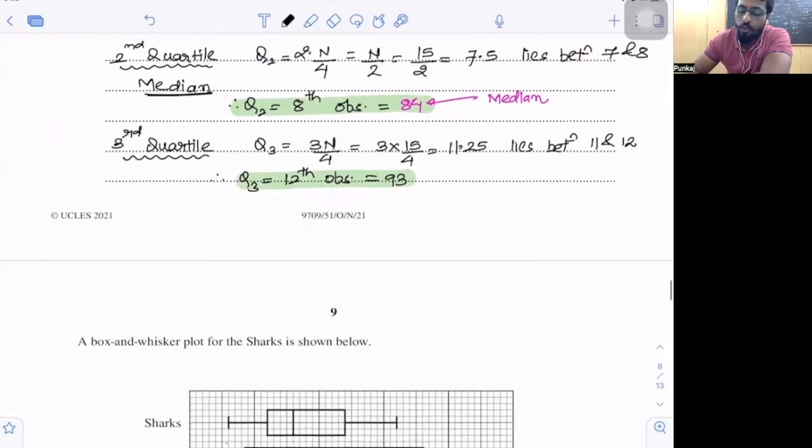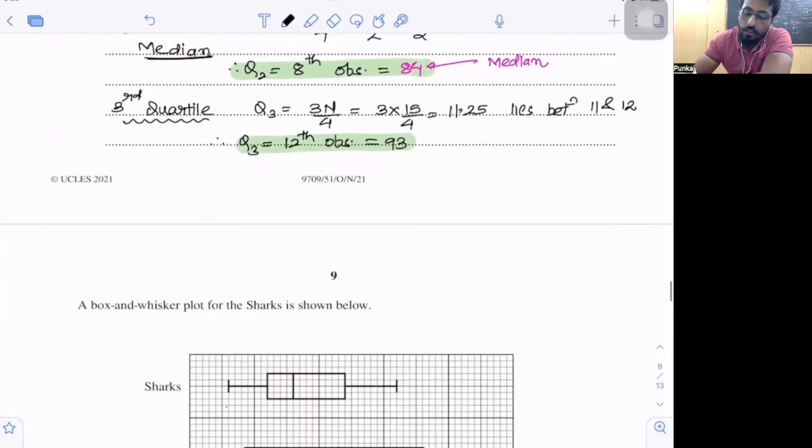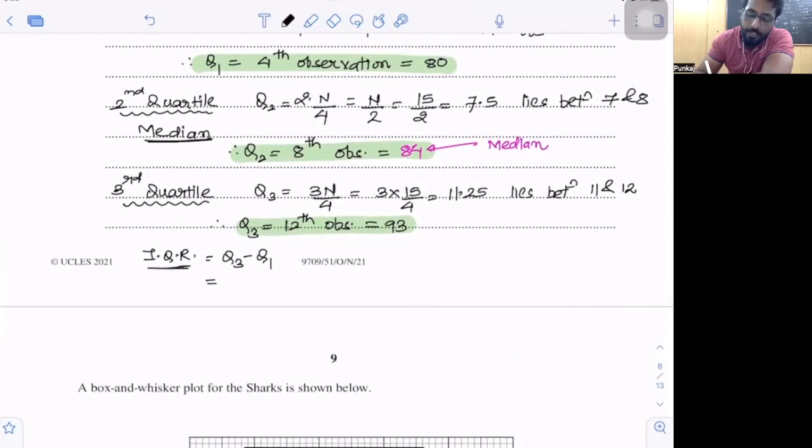So now I simply want to get the interquartile range, right, students? So interquartile range is going to be what? Let's quickly write the interquartile range. So that's IQR. It's simply given by Q3 minus Q1, the difference of the third and the first quartile. So that's 93 minus 80. That gives me what value? So that's 13, right? 93 minus 80. Let's always confirm your answers. That's 13. So that's the interquartile range, right?